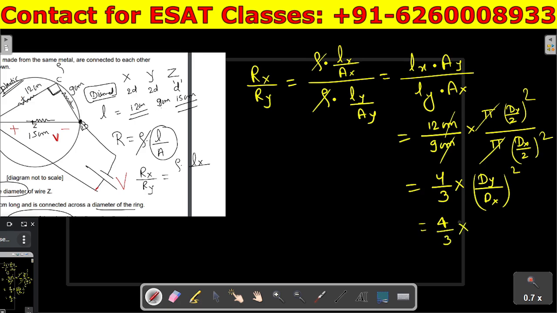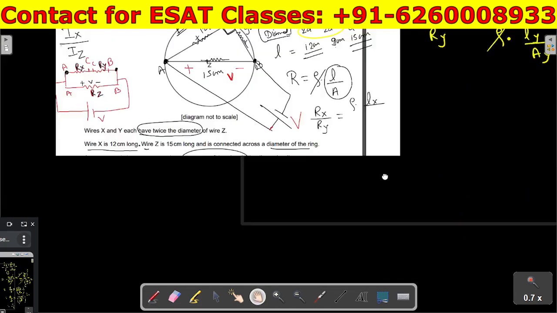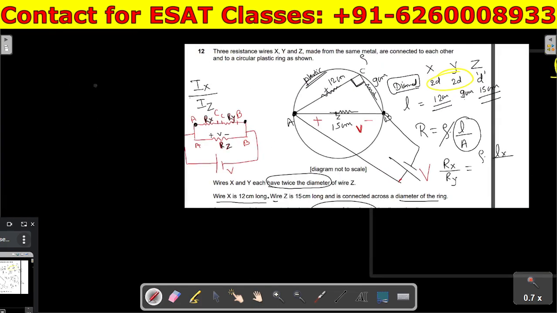So now we have 4 upon 3 into dy upon dx. What is the dy? Dy is 2d, and dx is also 2d. Both diameters are same. See here, initially even both have the same diameter. So square, nothing, no problem. So still you are getting the ratio as 4 is to 3, right? Now you got the ratio between x and y. So rx is to ry is 4 is to 3, isn't it? Are you getting this?